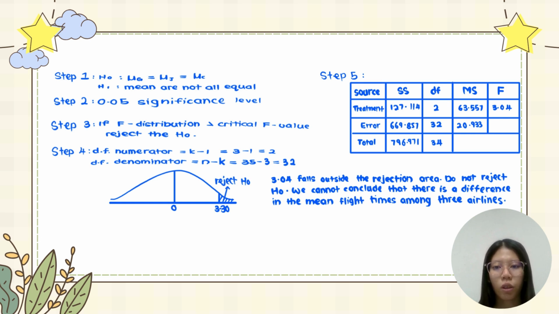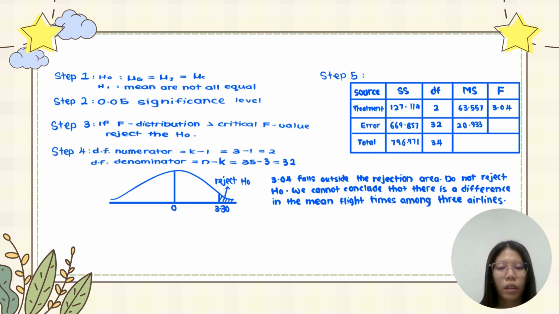Step 4 is the degree of freedom, where the numerator is equal to k minus 1. So we will get 3 minus 1 equal 2. And the degree of freedom for the denominator is equal to n minus k. So we will get 35 minus 3 is equal 32. So we will draw the graph for the distribution for the reject H0 area and non-reject H0 area.